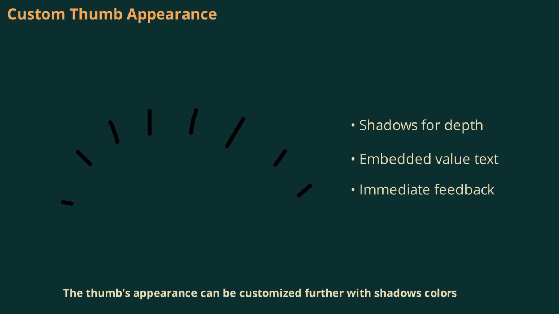The thumb's appearance can be customized further with shadows, colors, and even embedded text. For example, you might use a yellow circular thumb with a shadow for depth and display the current value inside the thumb. This not only looks great but also provides immediate feedback to the user. By leveraging Compose's composable system, you can easily experiment with different designs and find what works best for your app.